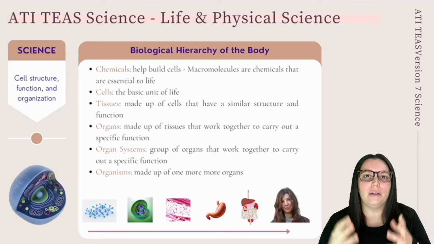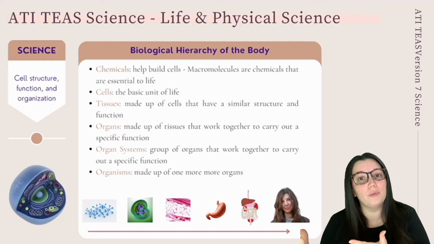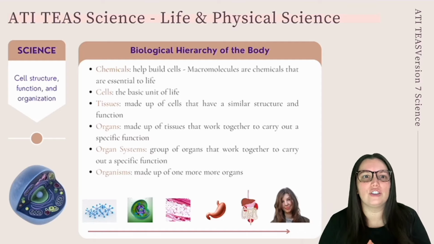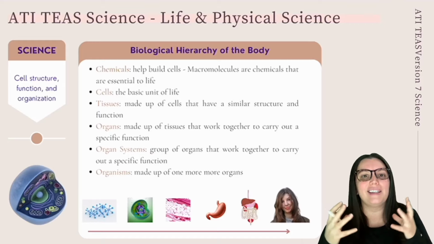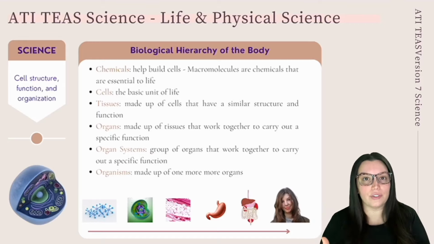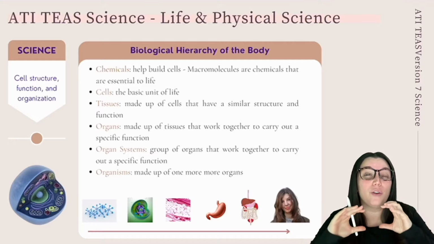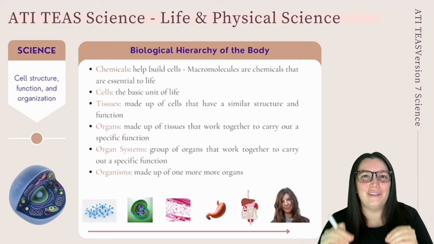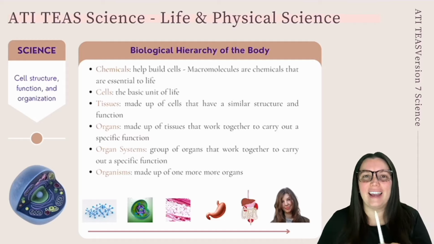Chemicals help build cells. Macromolecules are chemicals that are essential to life and are important in carbohydrates, proteins, lipids, as well as nucleic acids. Cells are the basic unit of life. All living things are made up of cells. Cells perform functions that are necessary for life, and there are more than 250 different types of cells found within the human body that carry out these processes.